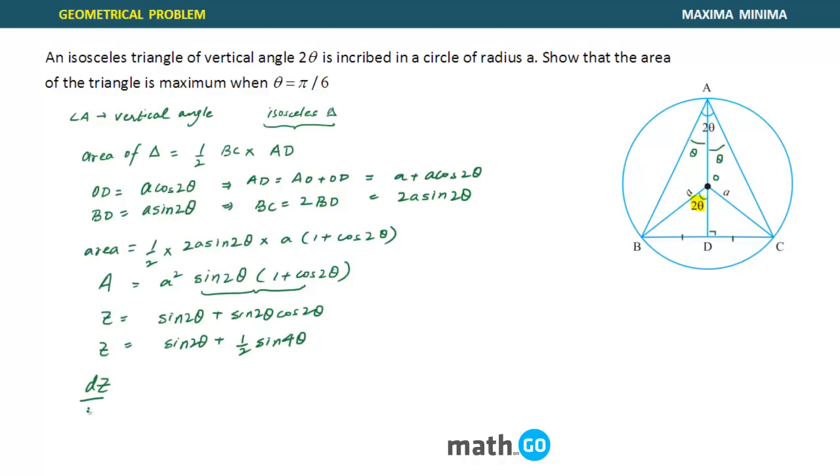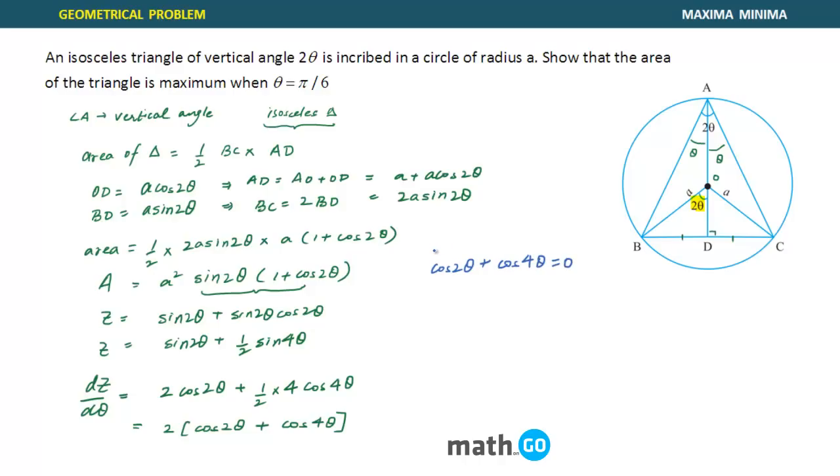Let's start differentiation then. dz by d theta will be what? 2 times cos 2 theta plus 1 by 2 into 4 cos 4 theta, right? And this will reduce to, I can take 2 common, cos 2 theta plus cos 4 theta. This is what you will get as dz by d theta. Now you wanted this to be equal to 0. So let's put this equal to 0. So you will get cos 2 theta plus cos 4 theta equal to 0.